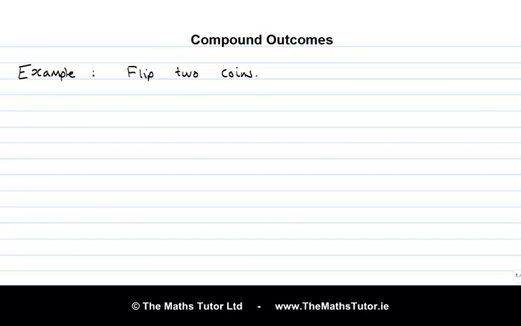Let's say that we flip two coins. Suppose that we want to analyze some of the outcomes and events when we conduct this trial. This is an example of a compound trial, and in this lesson we're going to see how to analyze situations like this. What do we mean by a compound trial?